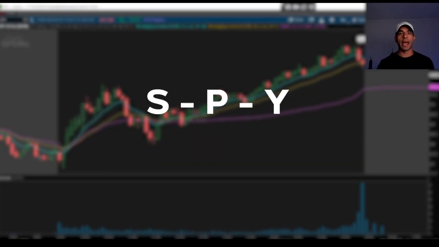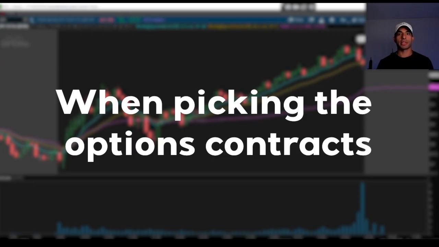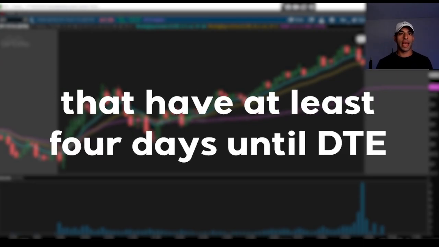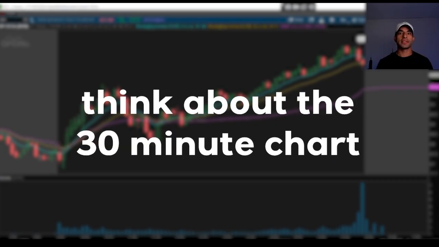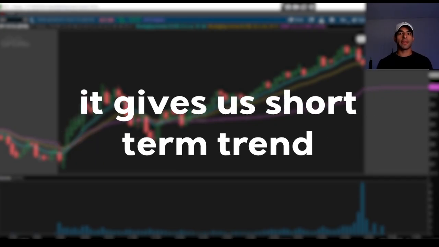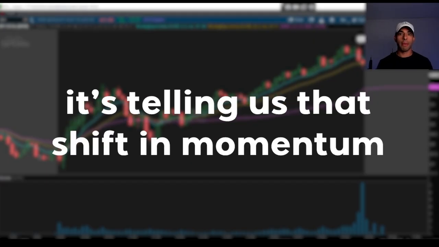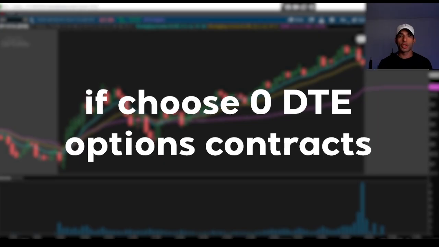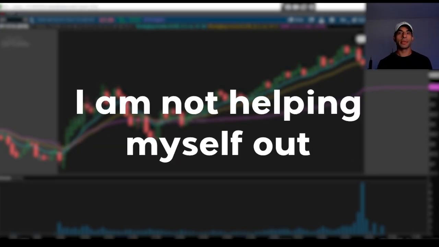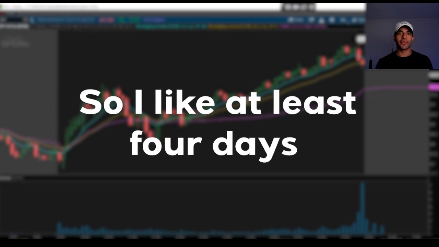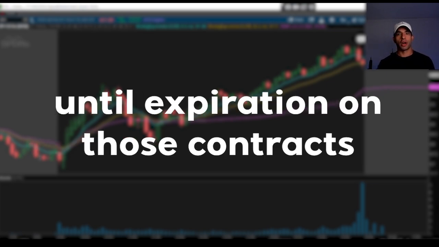That's SPY. Now, when picking the options contracts, I always like to go with contracts that have at least 4 days until expiration, at least. The reason is, think about the 30-minute chart, right? It's giving us short-term trend. It's telling us the short-term trend, what it's likely to be. It's telling us that shift in momentum. Now, if I'm choosing 0 DTE options contracts, I'm not really helping myself out because that's not how the system works. It works on a little bit of a larger time frame. So I like at least 4 days until expiration on those contracts.